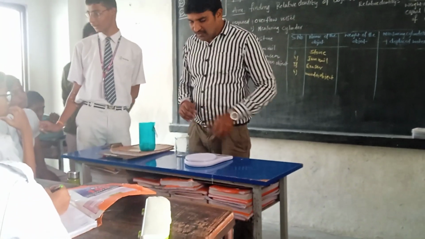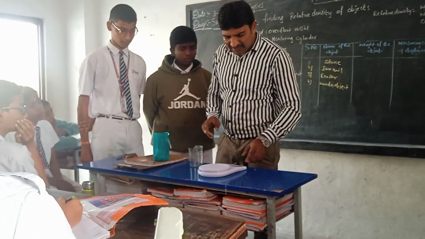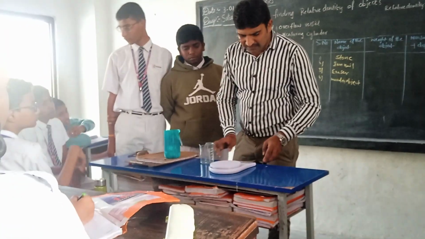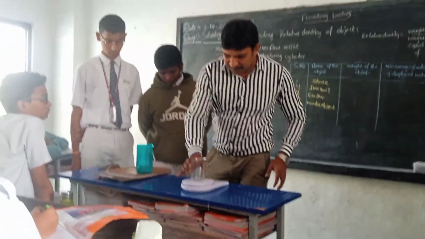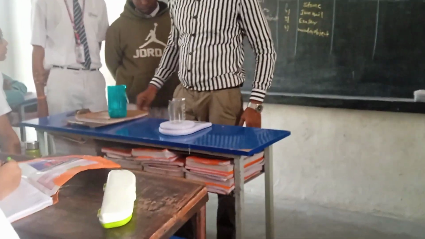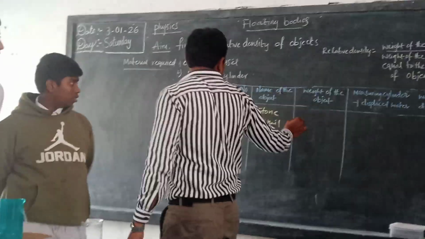So first, weigh the measuring cylinder. Okay, now first weigh the measuring cylinder weight. So this weight of the measuring cylinder, say 87 grams. What is the weight of the measuring cylinder? So 87 grams. Okay now.